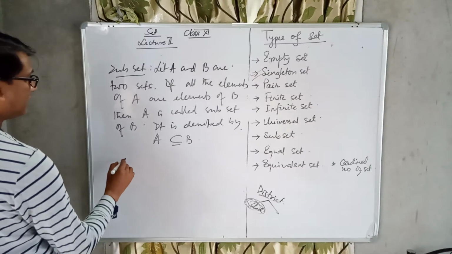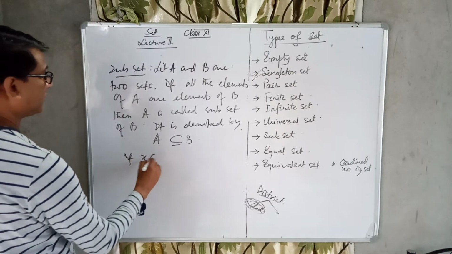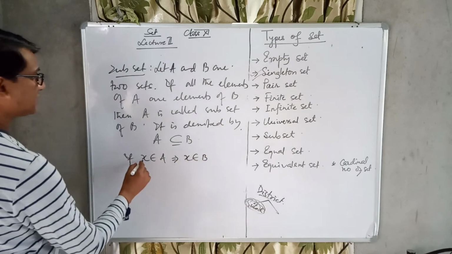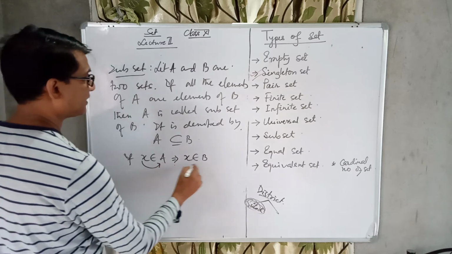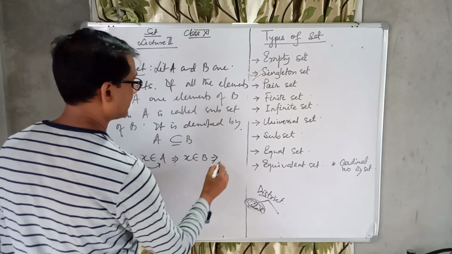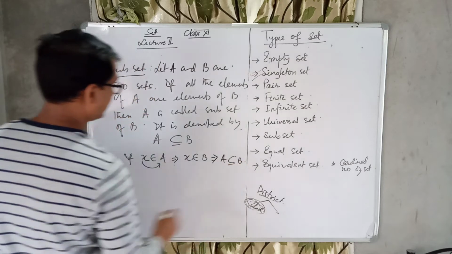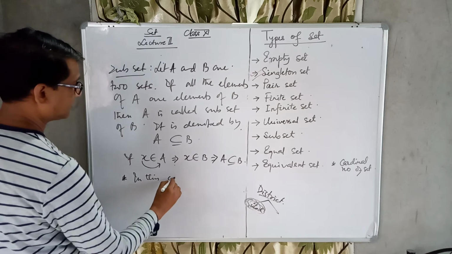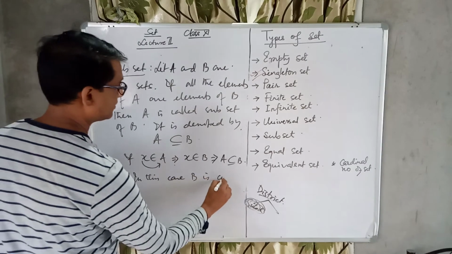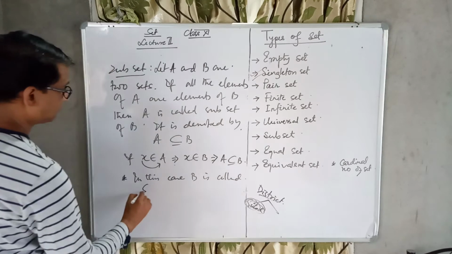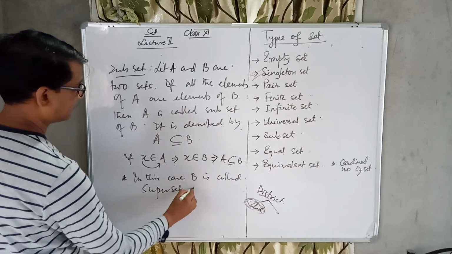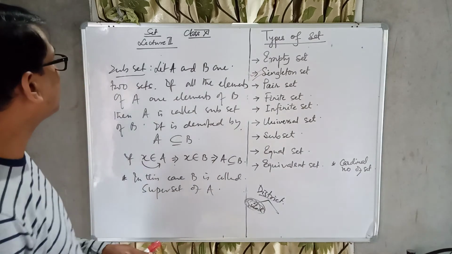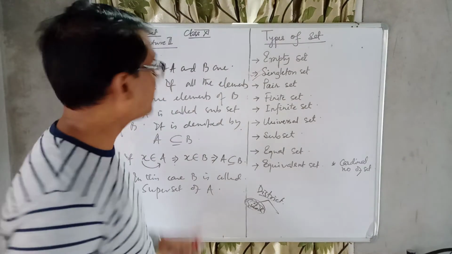And mathematically, what can you write? If x belongs to A implies that x belongs to B, for any element x which belongs to A, then we can say A is a subset of B. In this case, B is called the superset of A.